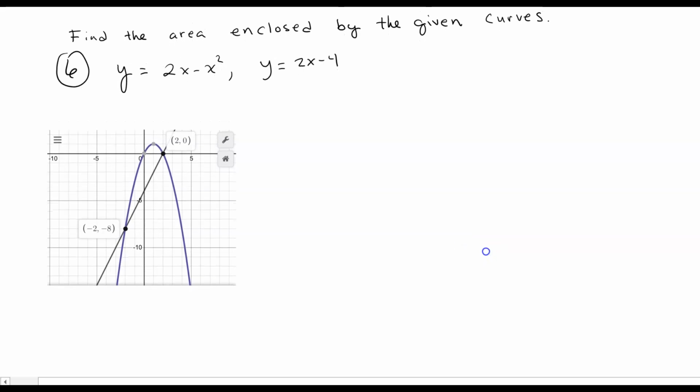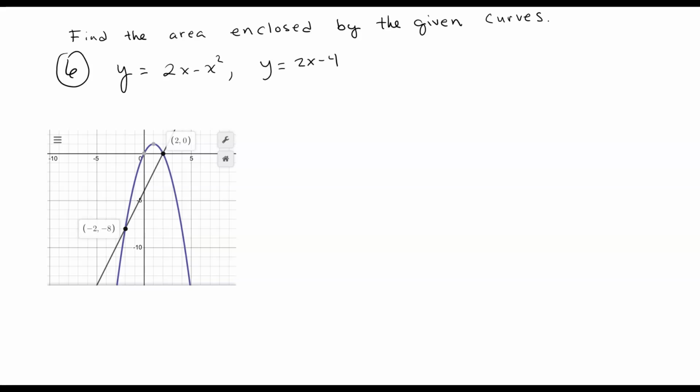In the following example, we are asked to find the area enclosed by the given curves. Now, I've been nice enough to supply you with a graph in this video, but you're not always supplied with the graph. And in this question, it wasn't intended to have a graph. So the idea here is that you need to find the intersection of the two curves in order to figure out the limits of integration.